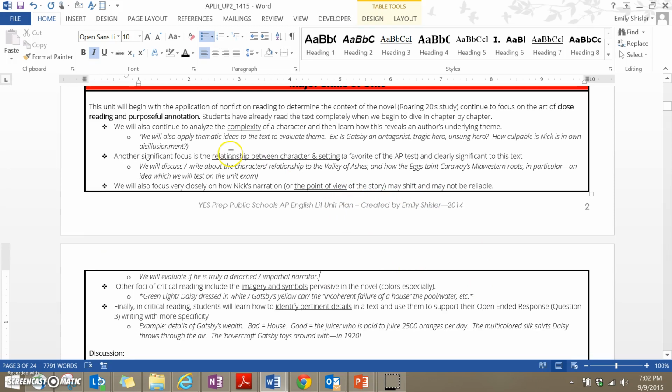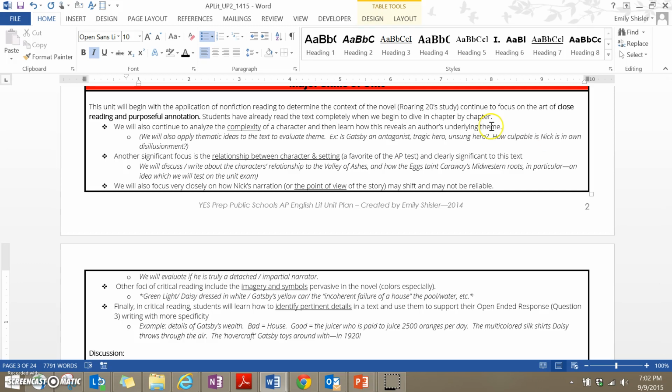Major skills of the unit, you really want to talk about the complexity of a character and hammer that home, which is helpful both for prose essay and for the Q3. Gatsby's not one-dimensional. He is not just lusting after Daisy. There's a lot going on there. In fact, he considers himself a son of God, according to one page of the book. So really dig in, and dig into Nick as well. There's some weird things happening with Nick. He's watching, he's observing, he's partaking, but judging.